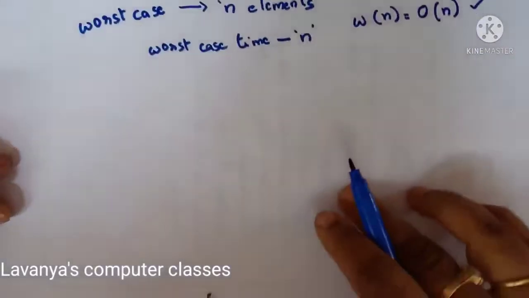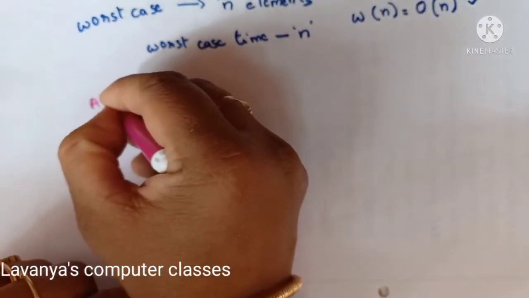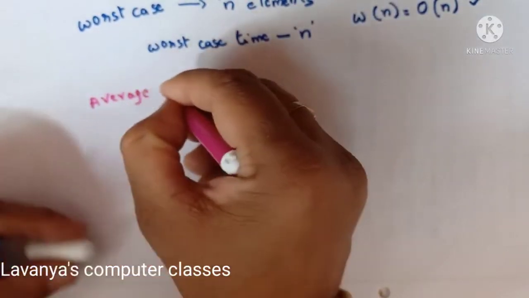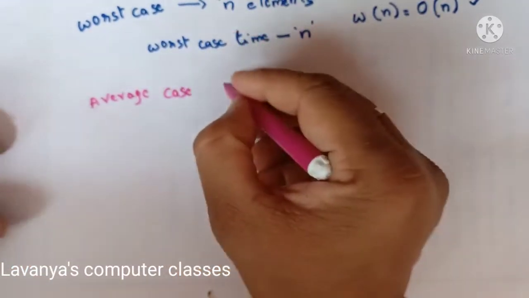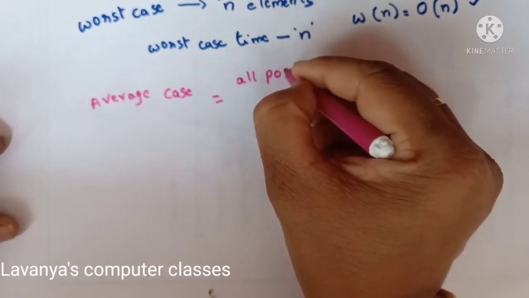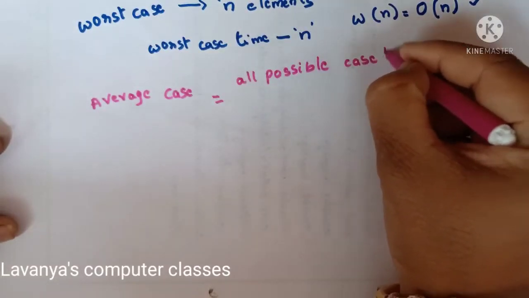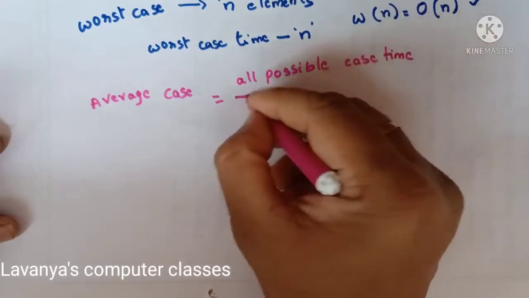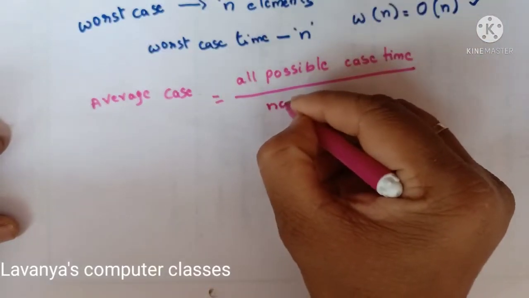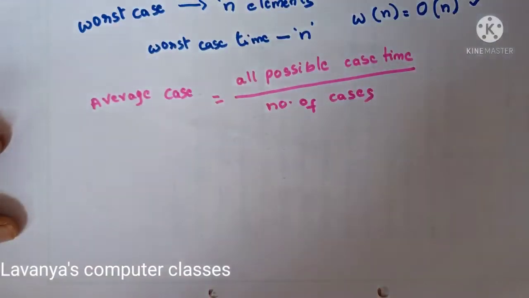Okay. Now we go for the average case. The average case is difficult to find out. So what is the average case time? It is calculated like this: all possible case times divided by the number of cases. The number of cases means how many elements are there. So this is the formula: all possible case times by number of cases.